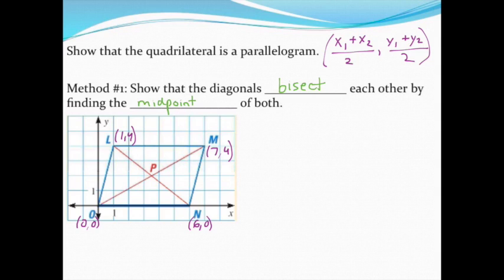To show that diagonals bisect each other, I'm going to find the midpoint of each of the diagonals. And what I want to see happen is that the midpoint is in the same location for both of the diagonals. So let's go about doing that.